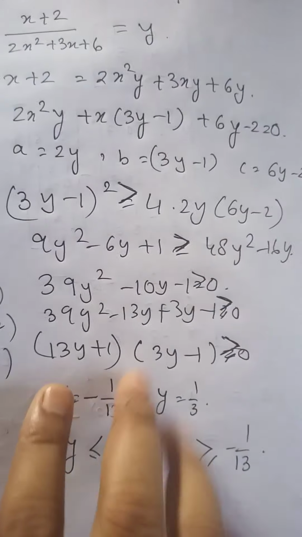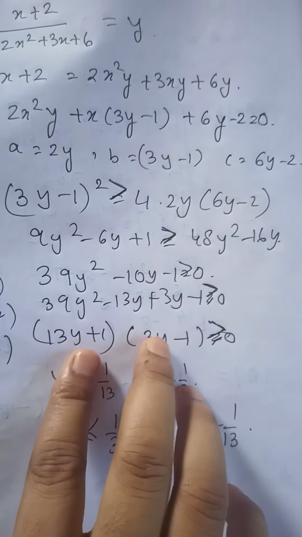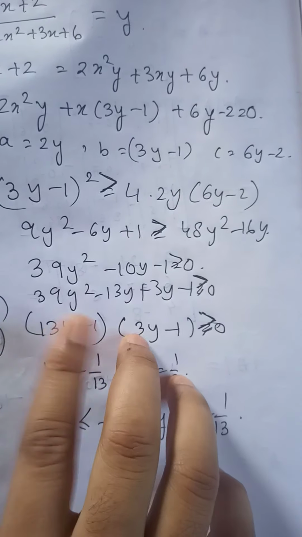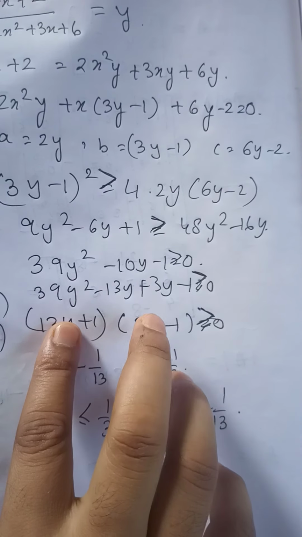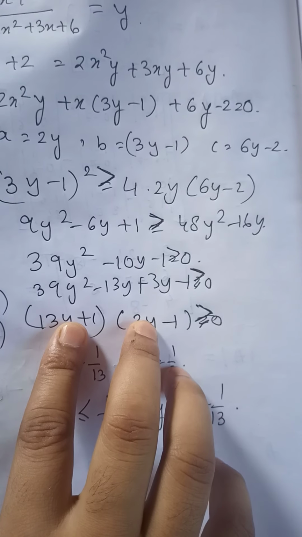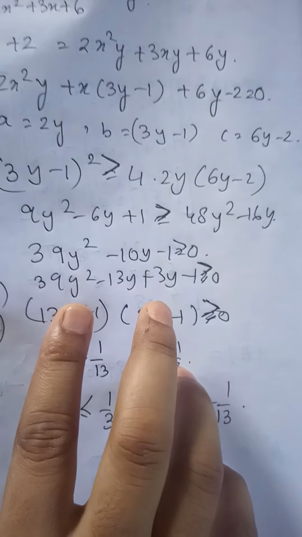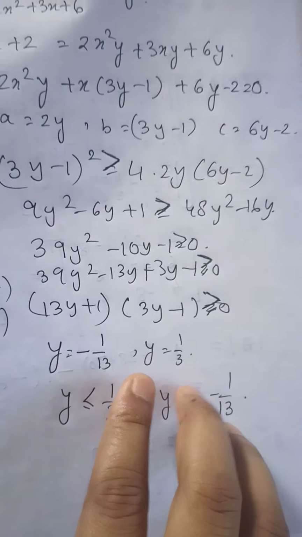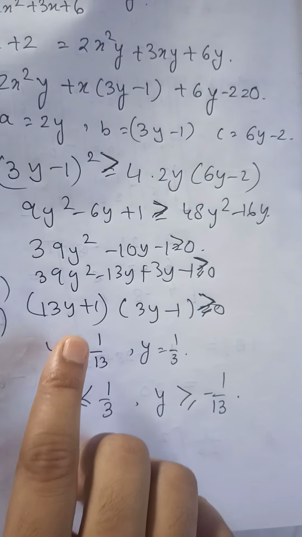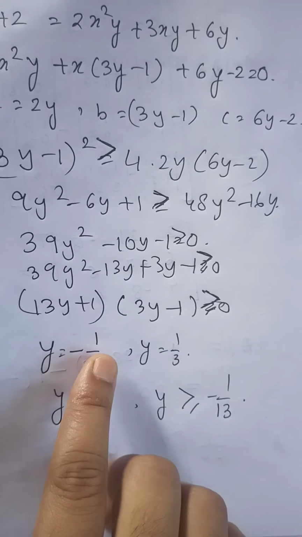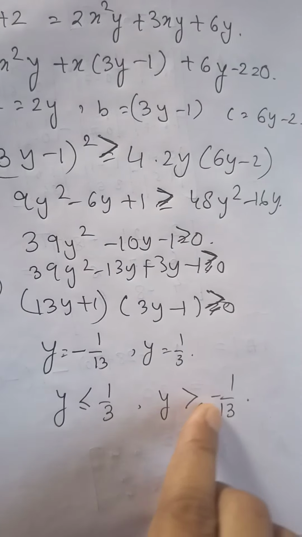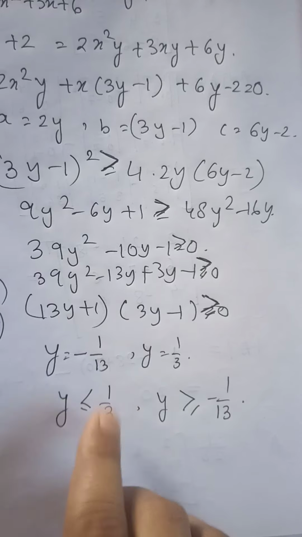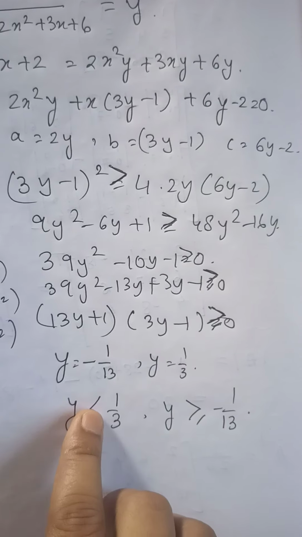Now from there, checking the conditions, the multiplication of these two is either both negative or both positive. If you take both positive, then from there you will get the value of y greater than minus 1 by 13 and less than 1 by 3. So the maximum value of y can be 1 by 3.